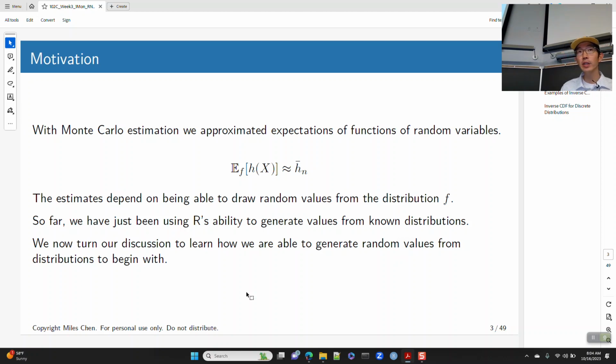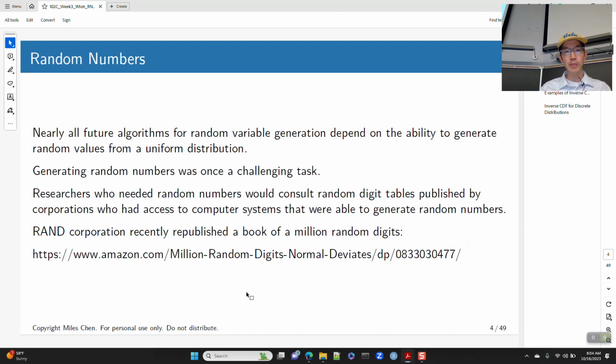Today we'll start introducing this idea of generating values from just about any distribution, as long as you have the density function. We're going to start with the inverse CDF, the inverse cumulative distribution function, and then in our next lecture on Wednesday we'll look at rejection sampling. Those are two major ways of generating random values.